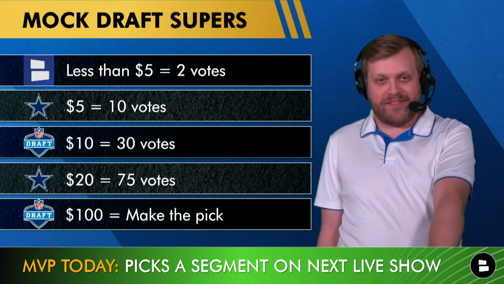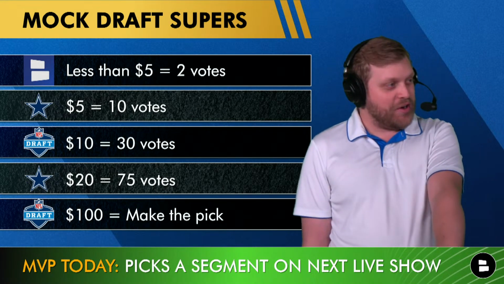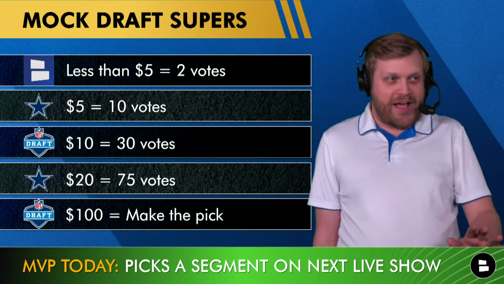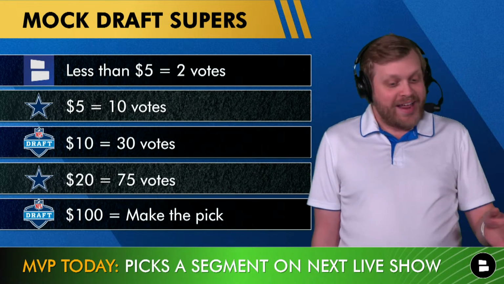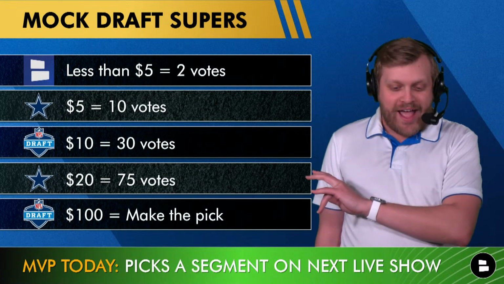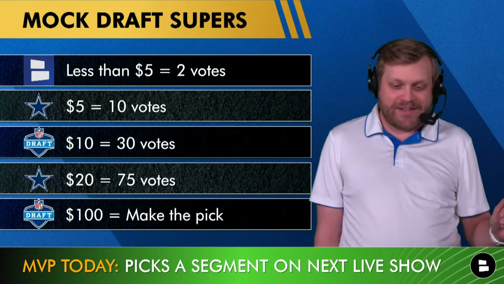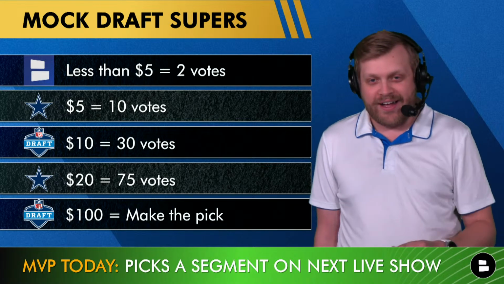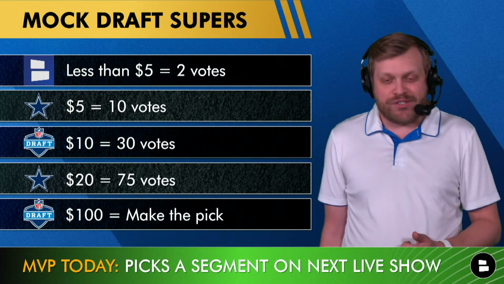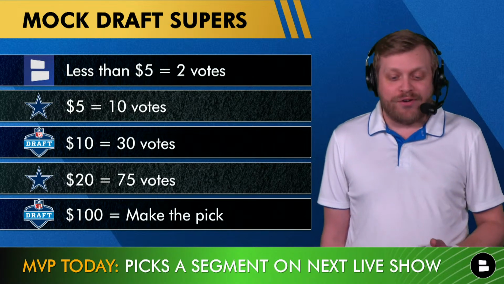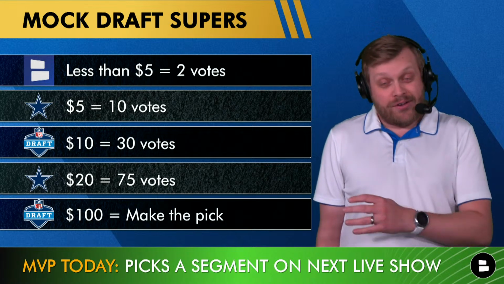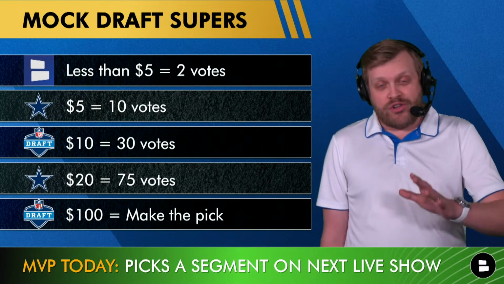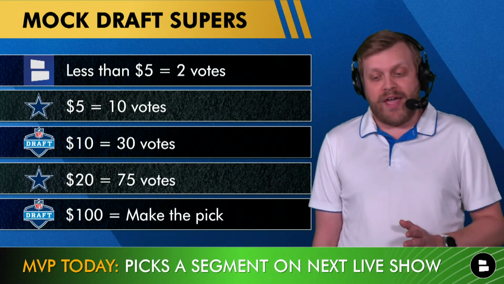$5 is 10 extra votes. Now, I have set up a little Excel spreadsheet here that allows me to, without having to do it on the fly like we did in previous years, now I can just plug in the votes and it'll instantly calculate it. I've used my Excel skills to advantage there. $10 is 30 votes. $20 is 75 votes, which there's 122 right now. So you can drastically impact the outcome there.